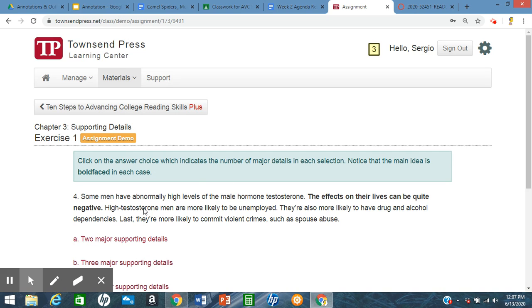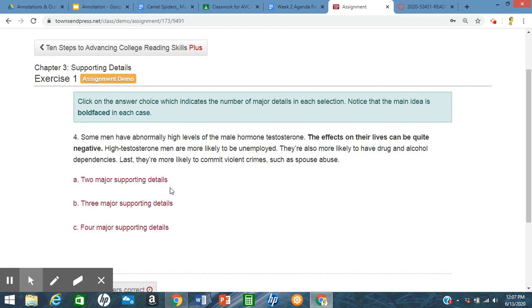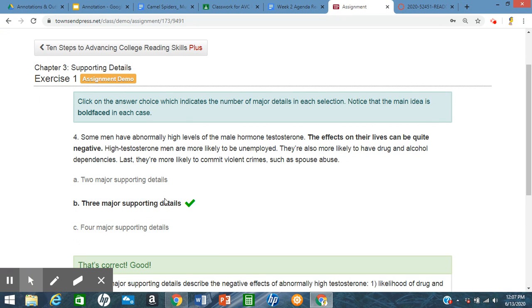And so you look here, high testosterone men are more likely to be unemployed. So that's 1 major supporting detail because that's the first one. And then look here also, that's another major support. They are also more likely to have drug and alcohol dependencies. So that's 2. And then look at this third one, last. So we have a total of 3 major supporting details.